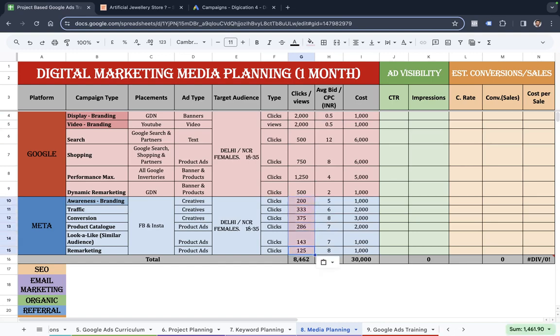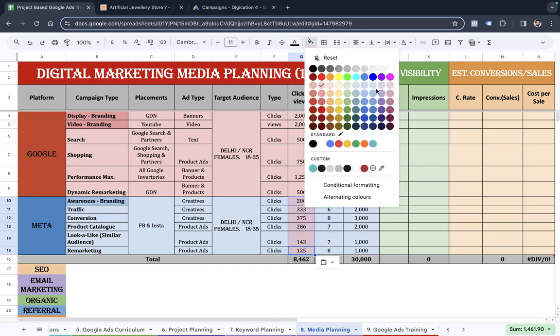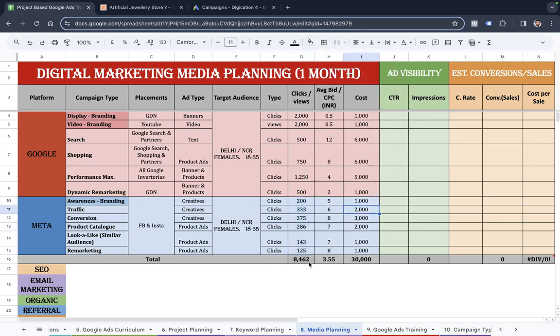So now in this media plan, we are talking about generating around 8,462 clicks or views together. Now, the second parameter is to find out the ad visibility, and the third parameter is finding out the conversion of the sales number. Now, the biggest and most important parameter of ad visibility is CTR, which means click through rate.